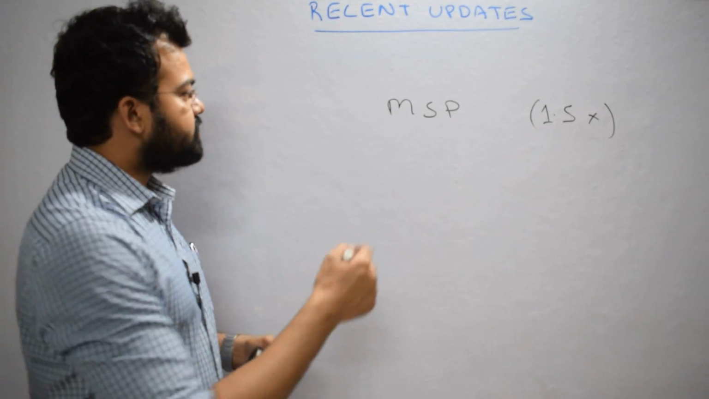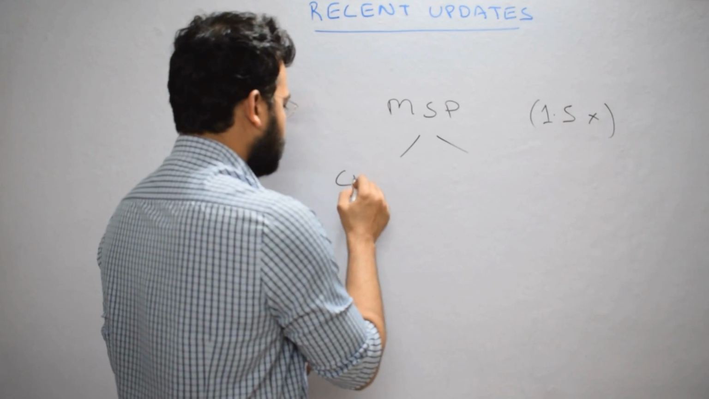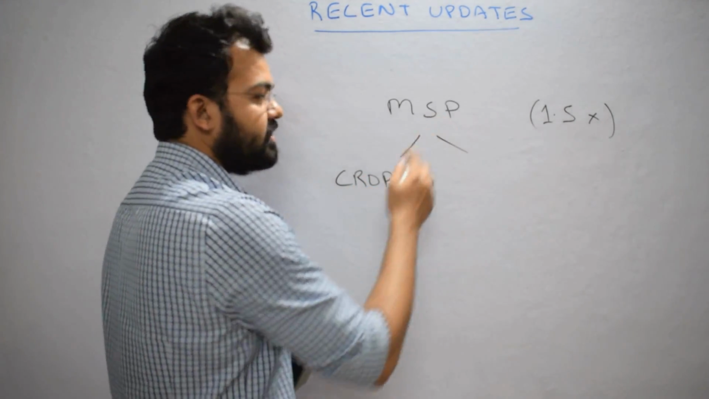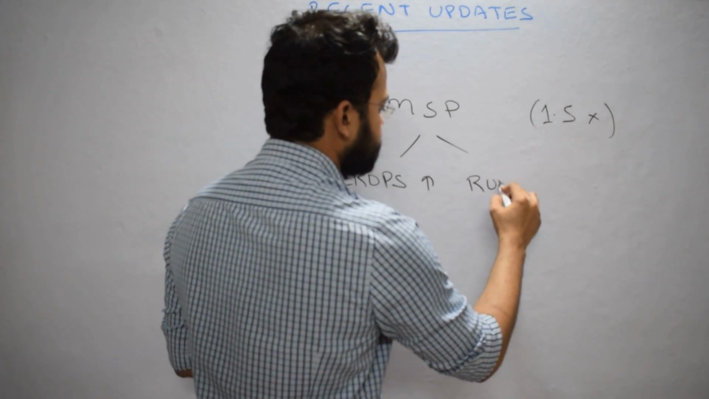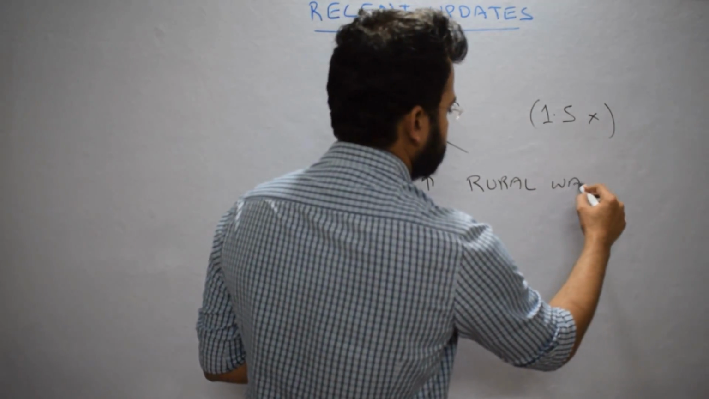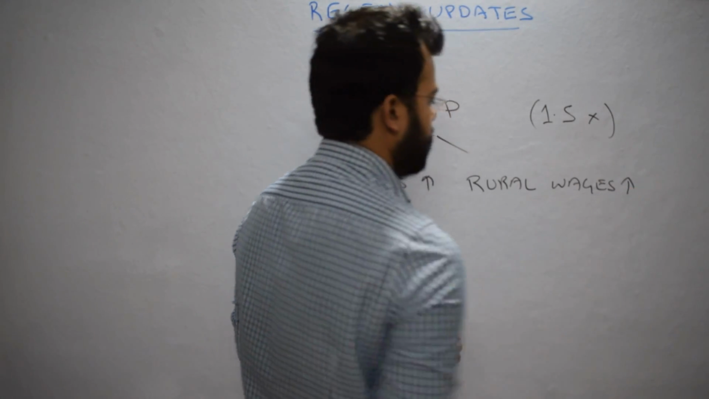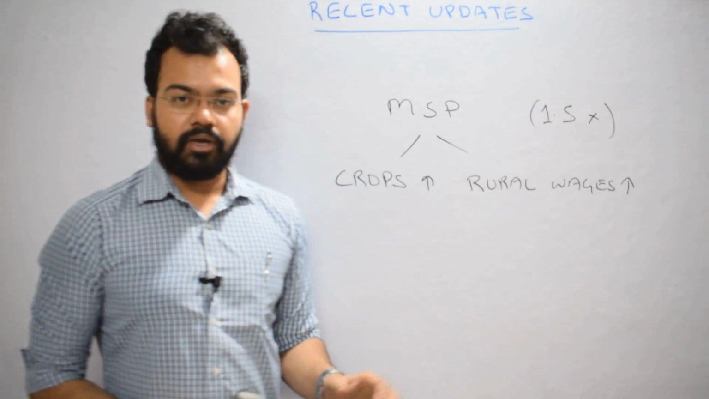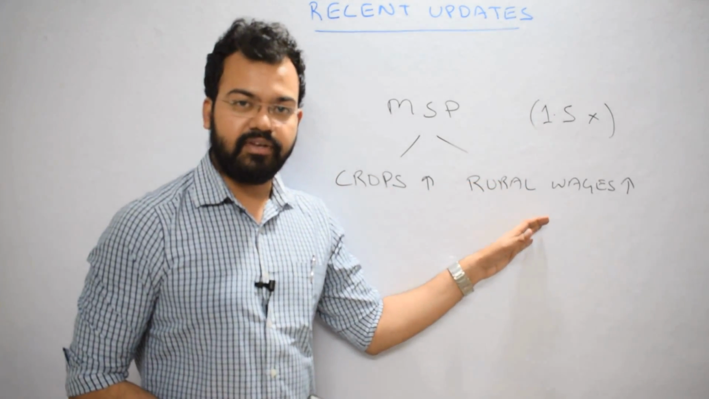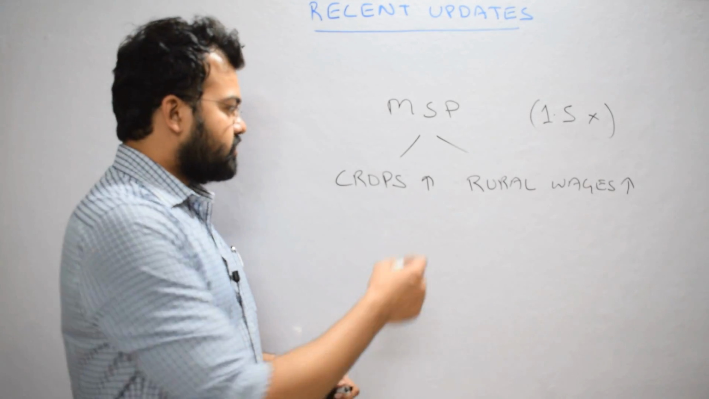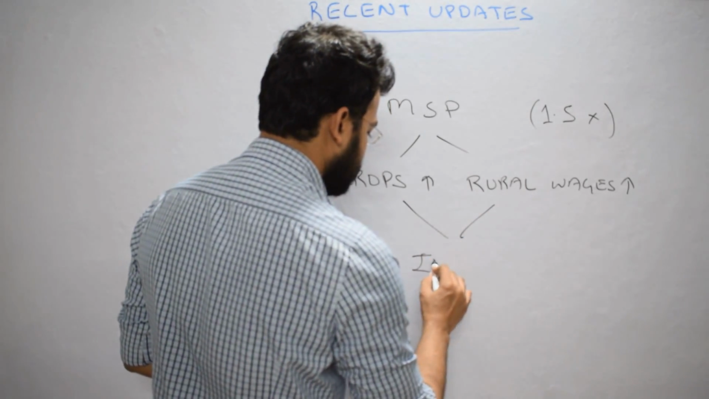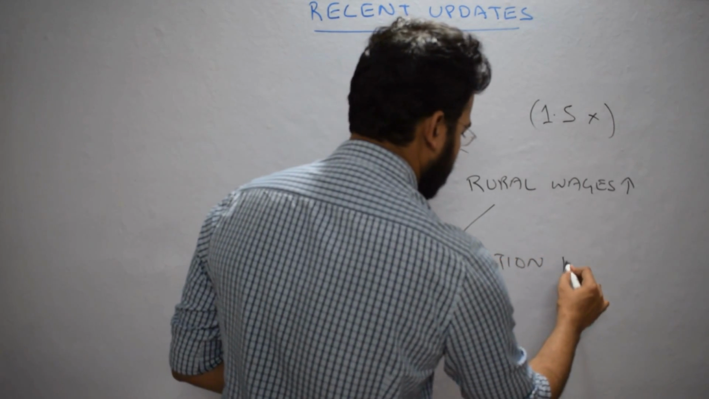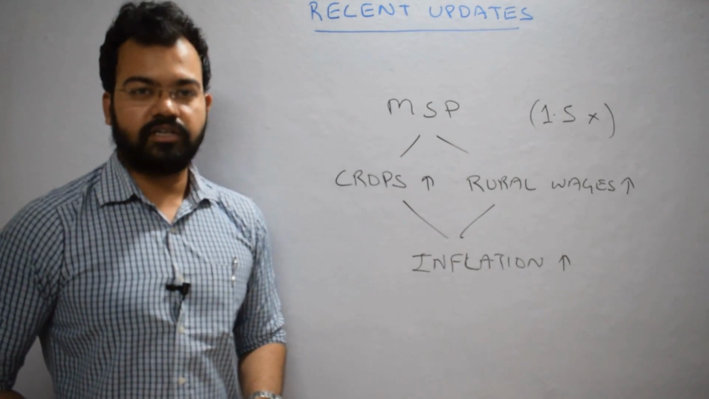Now what are the consequences of this? First, the prices of crops will go up with the increase in MSP, and the second is that rural wages will also go up. This will put an upside risk on inflation, because rural demand is the most important demand when we consider the agricultural sector. So this will lead to an inflationary impact on the Indian economy. This is the cause and effect relationship.